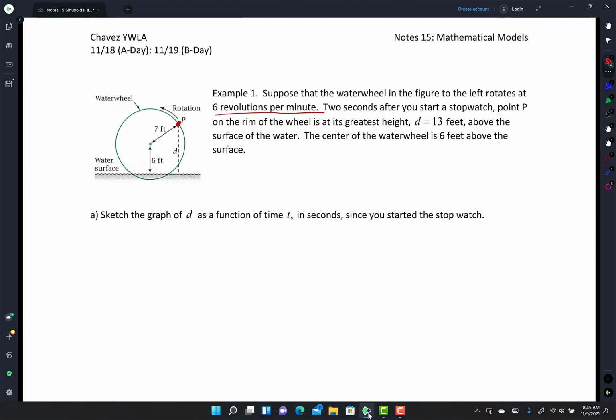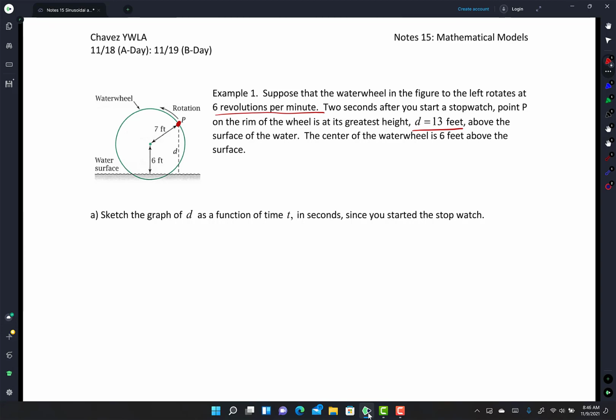2 seconds after you start a stopwatch, point P on the rim of the wheel is at its greatest height, 13 feet above the surface of the water. Okay, that makes sense. The center of the water wheel is 6 feet above the surface. All right, does everyone understand what's going on?